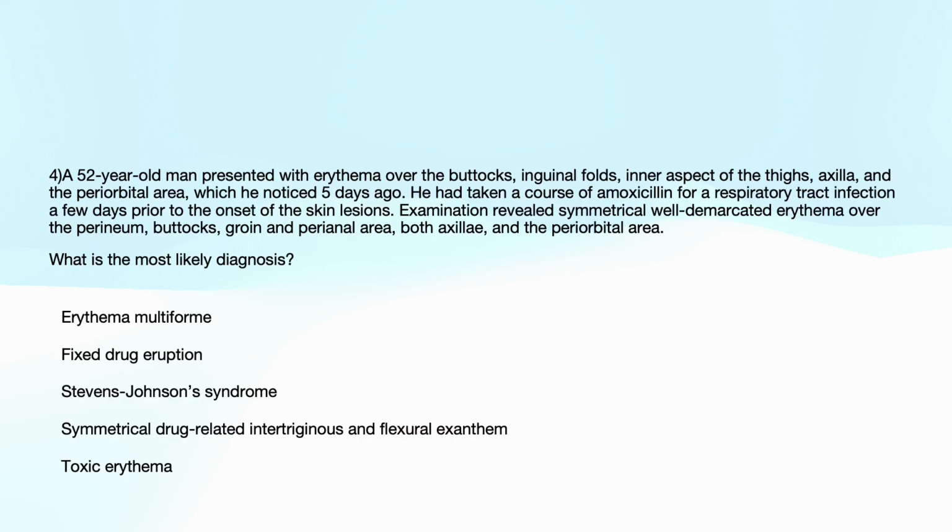Here you are seeing a 52-year-old man presented with erythema, where it's over the buttocks and inguinal folds and inner aspect of thighs and axilla, almost like all the main intertriginous areas. Okay, and he has taken a course of amoxicillin. Just note it down. He has taken a course of amoxicillin for a respiratory tract infection prior to the onset of skin lesions.